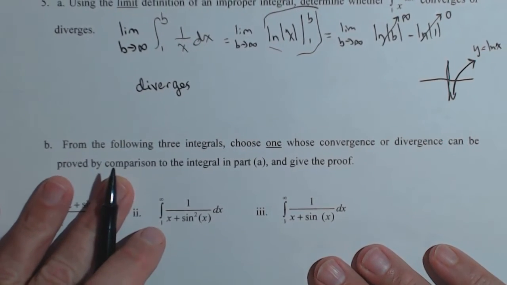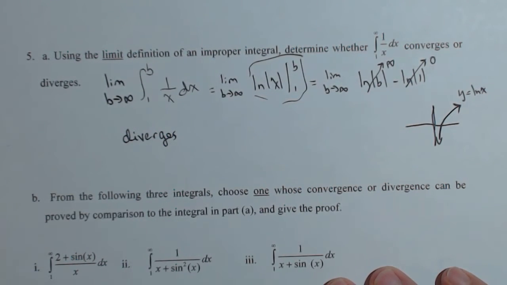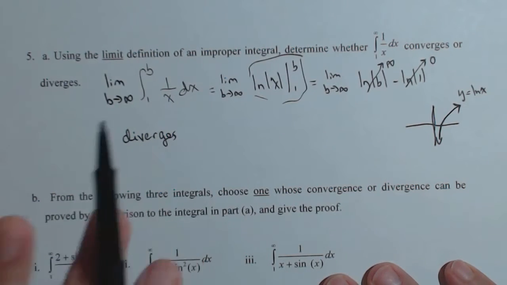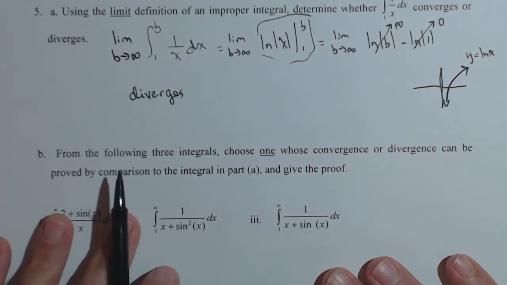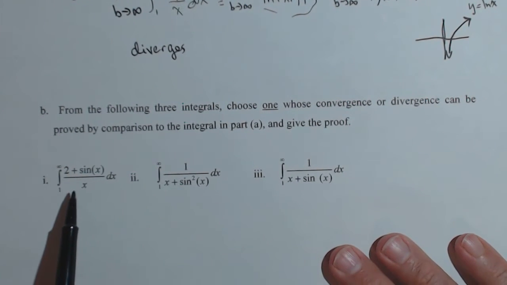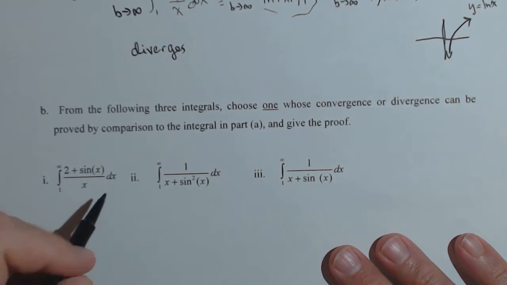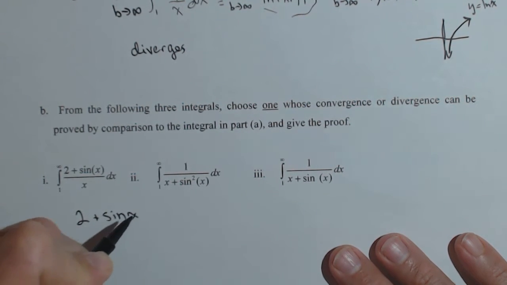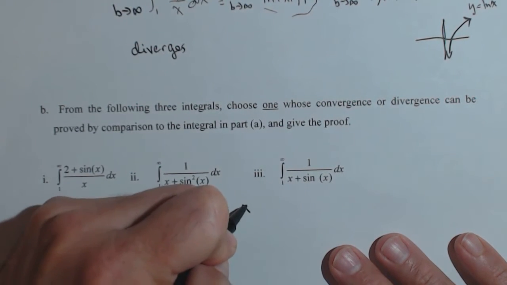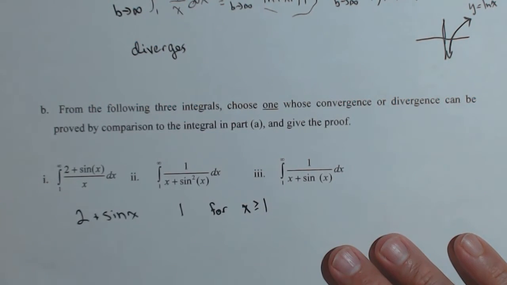Now we're going to use this improper integral, this one right here, to show that one of these is divergent or convergent, and since we found this is divergent, we can only use it to test for divergence. So let's look at something that we can do a comparison on pretty easily. If we look at 1 here, notice that the denominator also has an x. So the question is, can we come up with some kind of relationship between 2 plus sine of x and 1? And this is for x greater than or equal to 1, because our integral starts at 1.